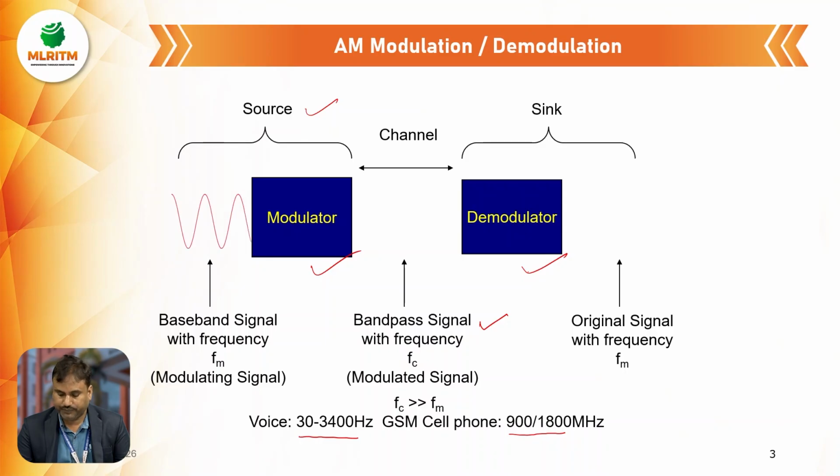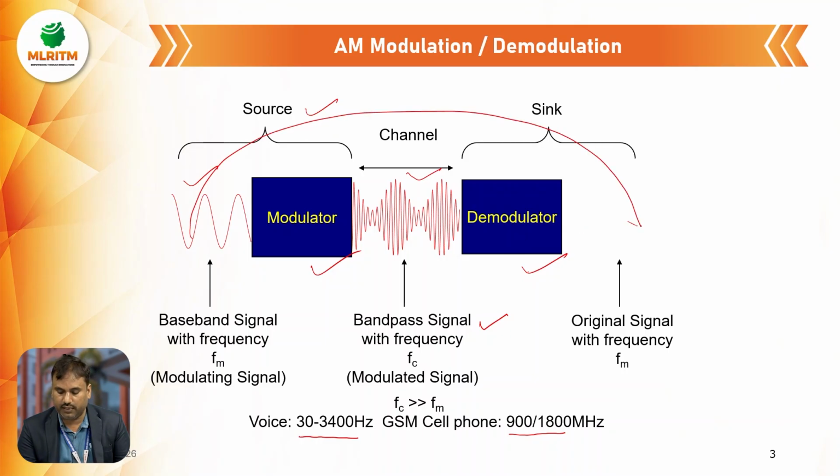Now you can see this is the modulating signal and this is the modulated signal, and we are discussing AM, amplitude modulation. So this is the amplitude modulated signal. When this amplitude modulated signal passes through the demodulator, we get the same signal back at the receiver side, the output of the demodulator. You can see the same signal, which is also a low frequency signal.